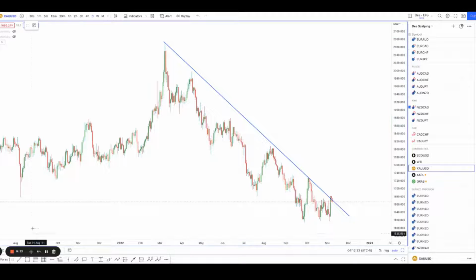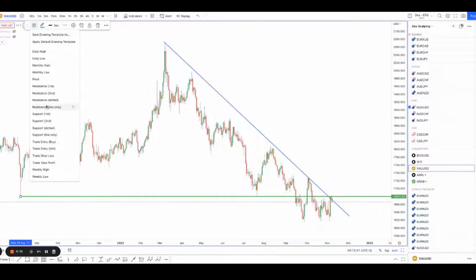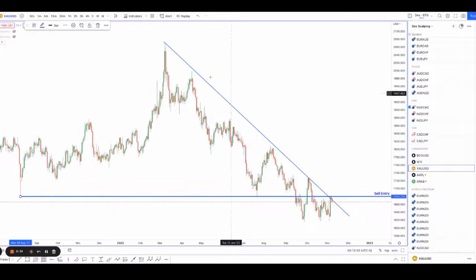Importantly, there's also a very nice resistance over here. Price is kind of just testing that resistance, which will now be our sell entry. Click on this and set a sell entry.